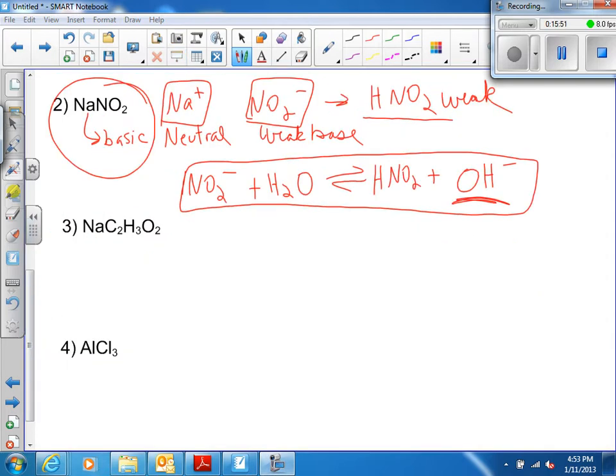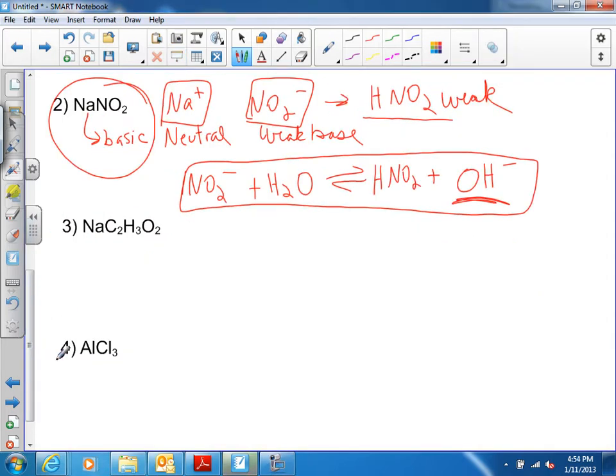All right, there are 2 more problems here. You can try them on your own. One thing about number 4, the aluminum, you've never seen these reactions for showing. You'll see it's acidic. And you will have to look at the notes to understand why that is acidic. Okay, but we're going to start with number 3.